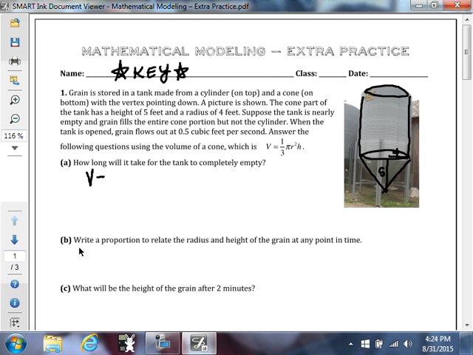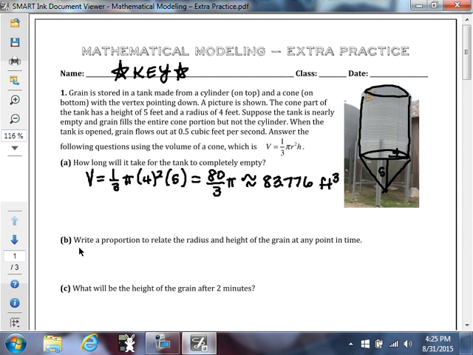So basically we need to come up with a volume. So our volume is 1/3 pi, r is 4, so 4 squared times 5. And we can find that. So we get 80 over 3 times pi, which is approximately 83.776. So if we want to know how long it takes to empty, this is our value in cubic feet.